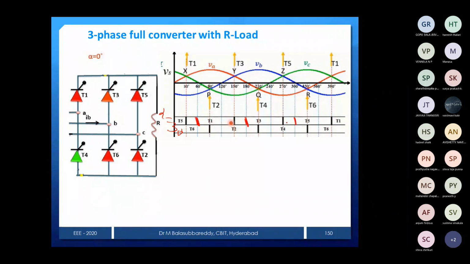Whatever I have drawn in red, that is the starting pulse. Then what is the pulse? It started here and will end here, and again this is starting and will end here, and starting, ending will be here. So like this.